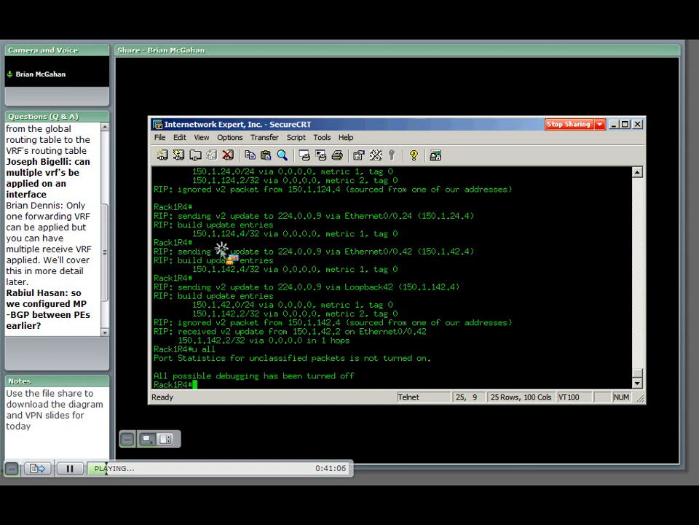We can see that two different updates were sent out. We're sending a version 2 update to our RIP version 2 multicast address, 224.0.0.9. We sent it out Ethernet 0/0.42. This is VRF42. That included the update for 150.1.142.4. It did not include the update for 150.1.124.4 because that was in a different VRF. The top entry, we're sending the update out Ethernet 0/0.24, and it is including only the advertisement for the other interface that is in that VRF.